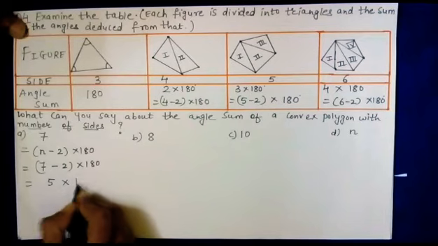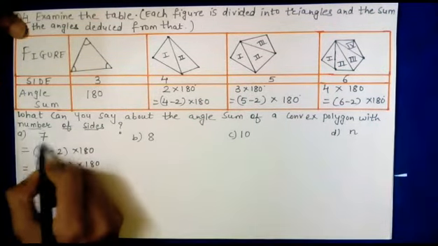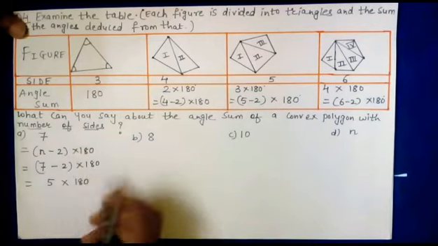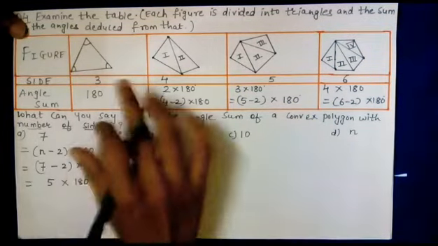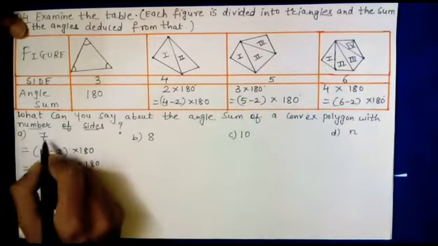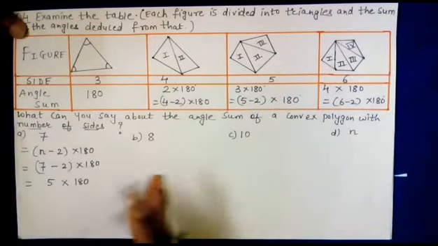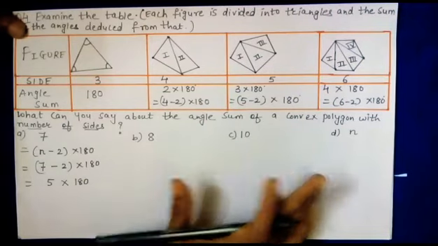So 5 into 180. So if you draw a convex polygon of 7 sides, you can cut it into 5 triangles. Like in this figure we have got 2 triangles, 3 triangles, 4 triangles. Same way, if you draw a polygon of 7 sides, 5 triangles are possible. You can cut it into 5 triangles.